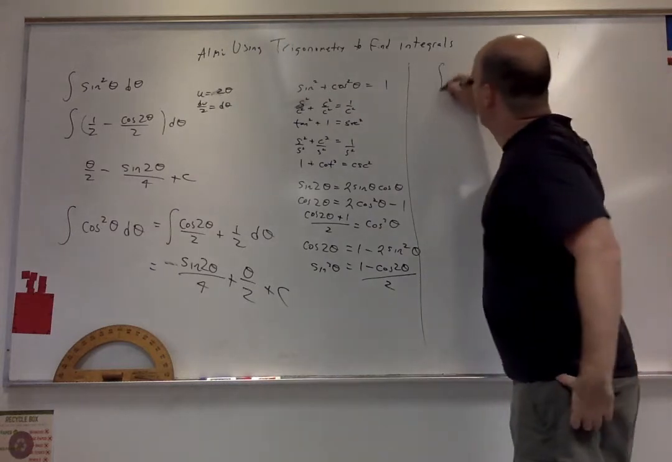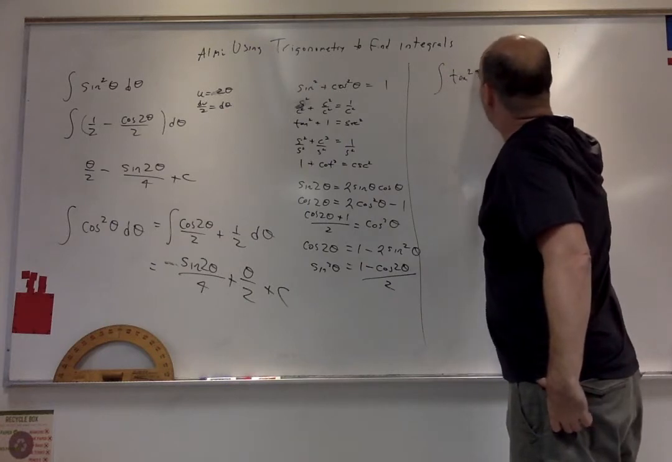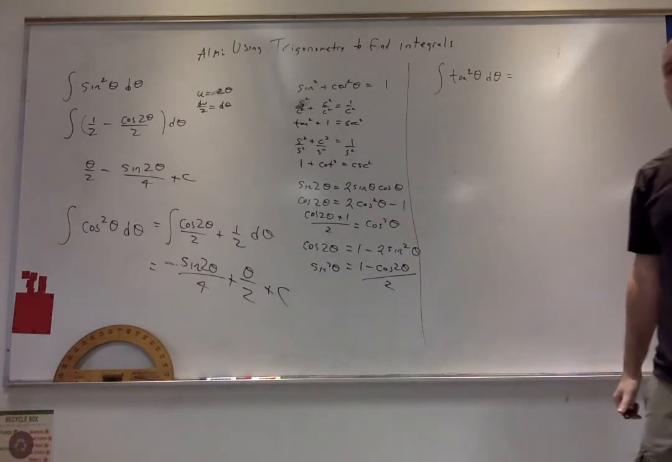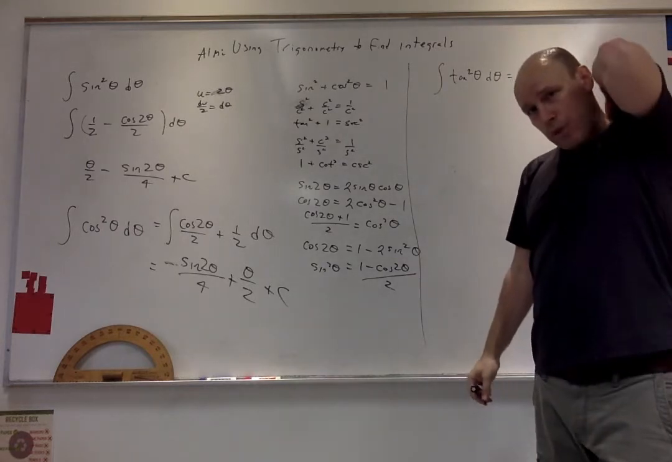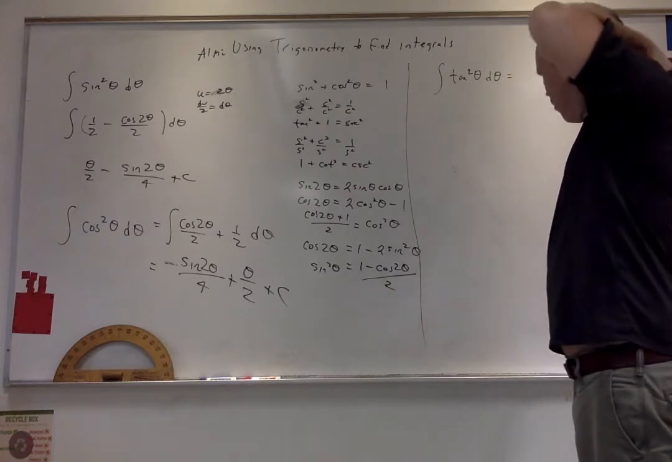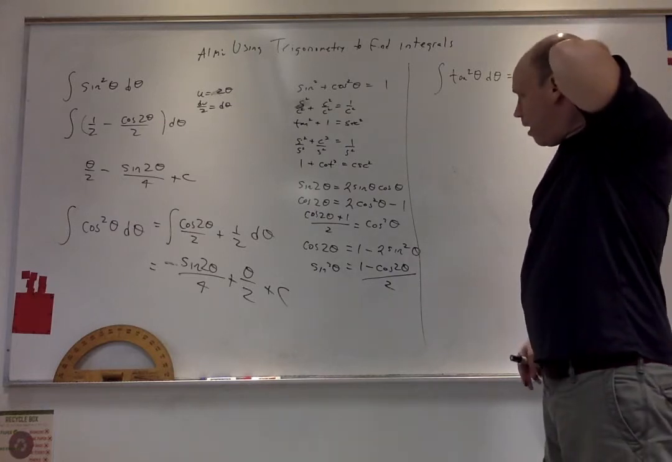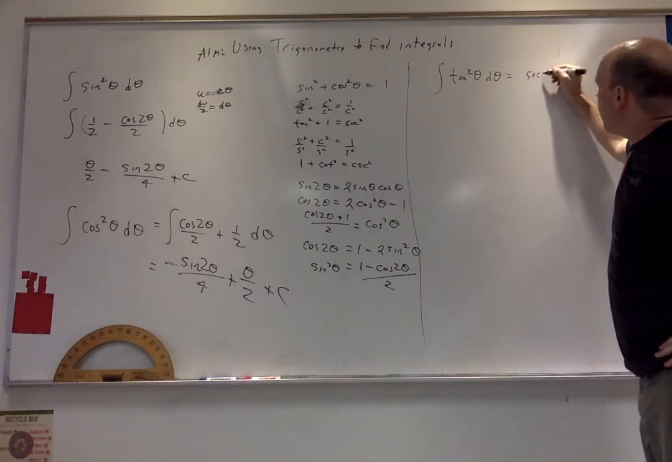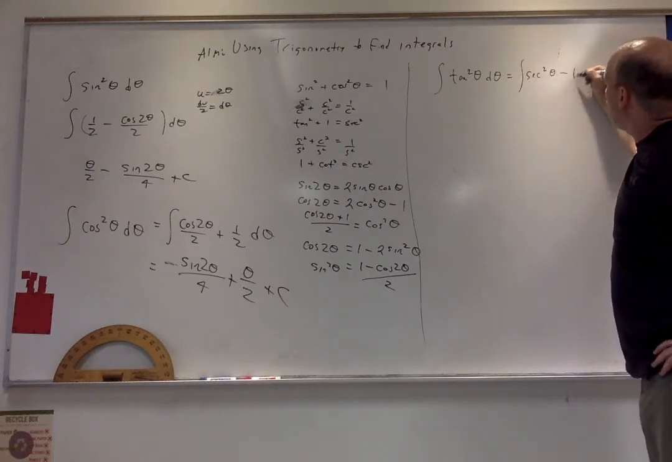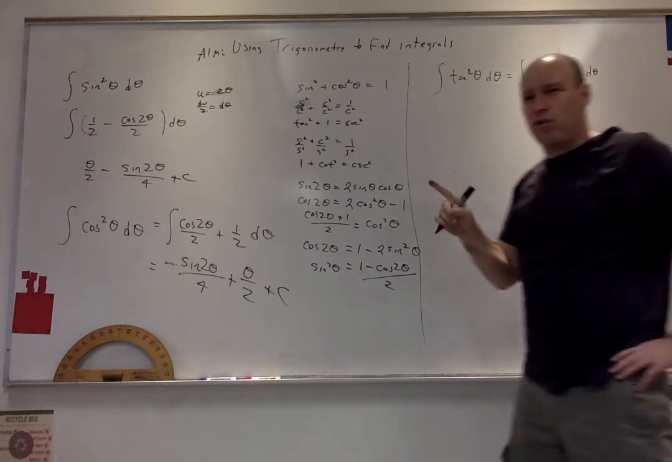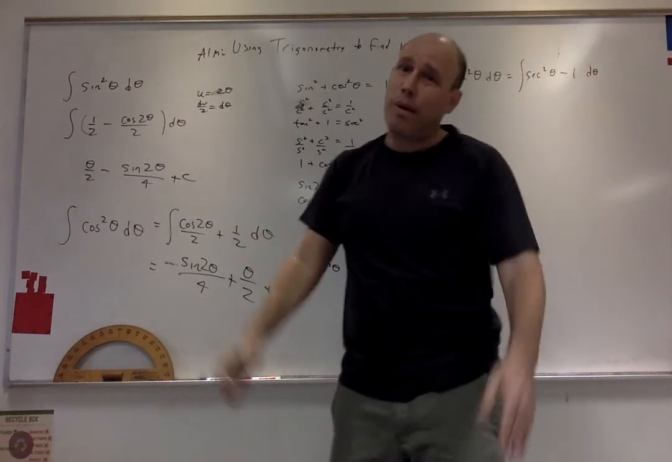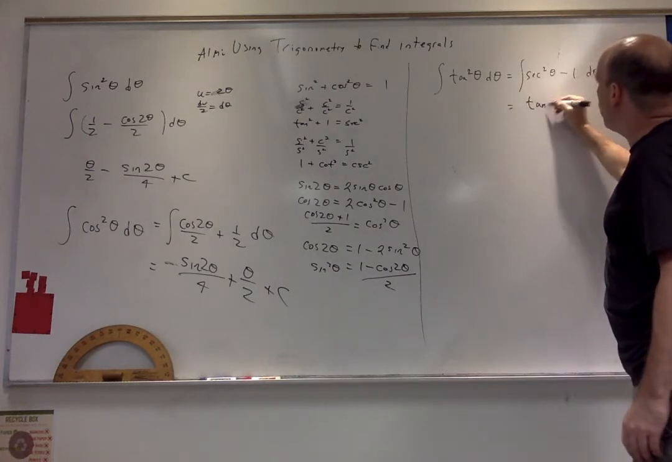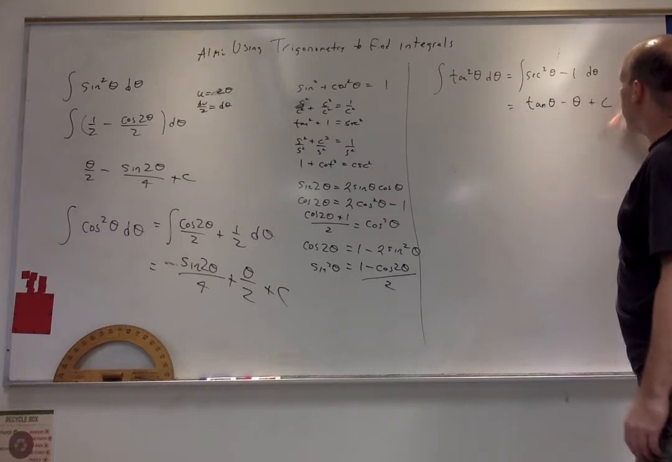The integral of tangent squared theta. Well, this is easy also. What substitution can we make? Do we want to say, oh, you know what? We know that tangent squared theta is secant squared theta minus 1. And you say, oh, you know what? I know the integral of secant squared. And that's basically it. The integral of secant squared is tangent theta minus theta plus c.